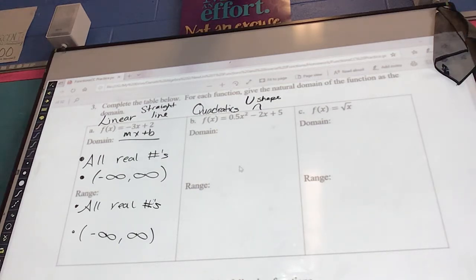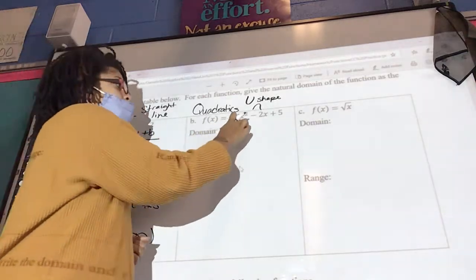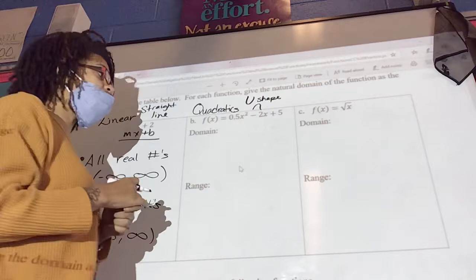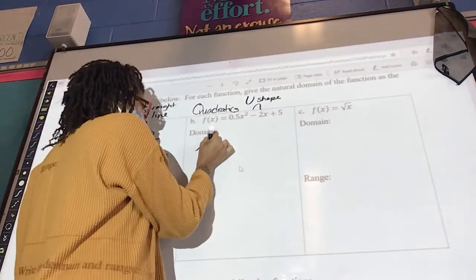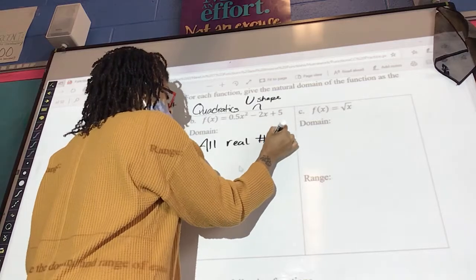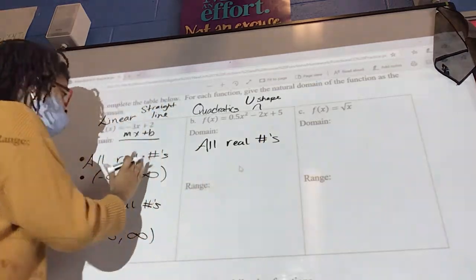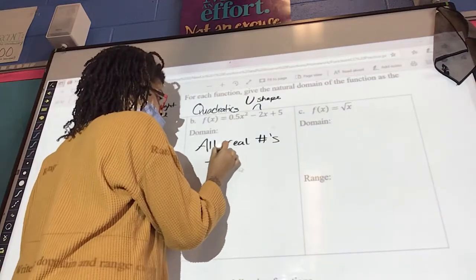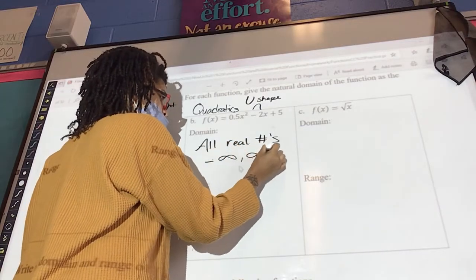And the domain, again, it's whatever numbers you can put into that value. You can put any number in for x. All real numbers again for the domain, always. These don't apply to a lot of graphs, but all linears would be this way, and all quadratics for the domain, it's gonna be all real numbers.